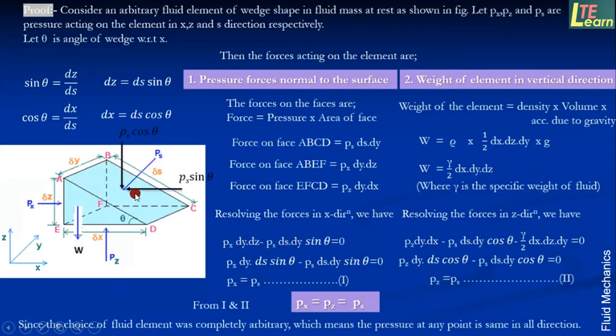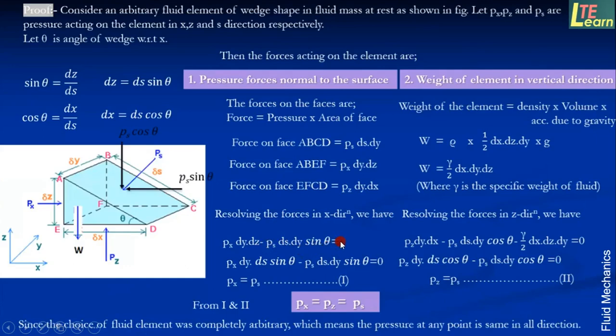Then another force, that is the resultant component of this ps. So the horizontal component along the x direction of this ps will be what? Ps sin theta, intensity of this pressure, ps sin theta, multiplied by area. Now area of this inclined plane is ds into dy. So that is what is written here. Now it is in opposite direction, left direction, that's why minus sign. So minus ps ds dy sin theta is equal to 0.